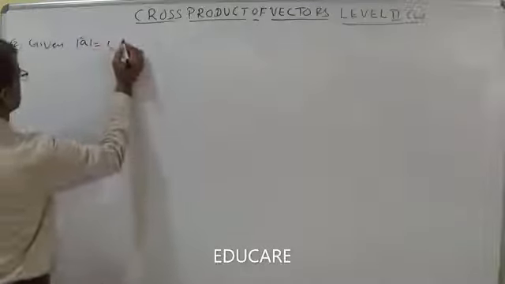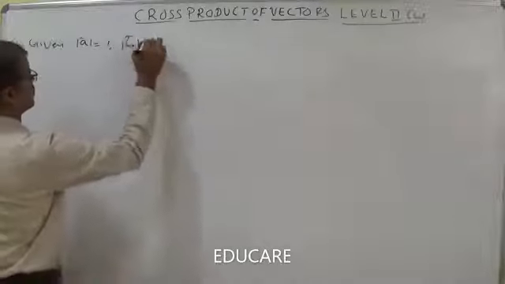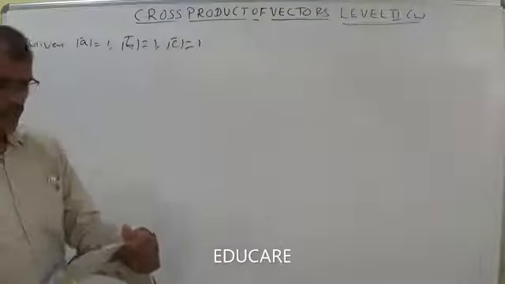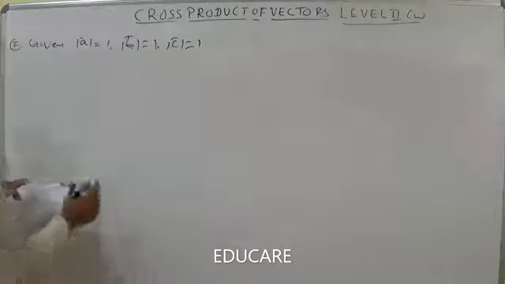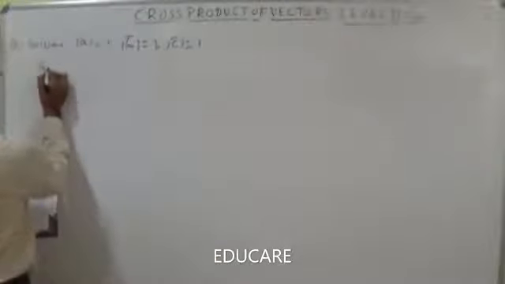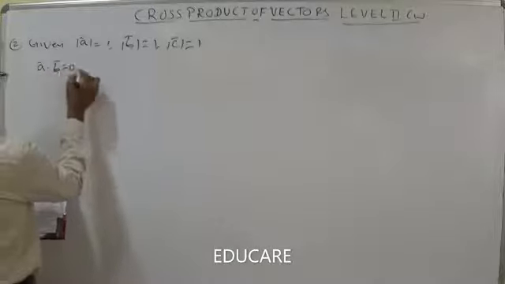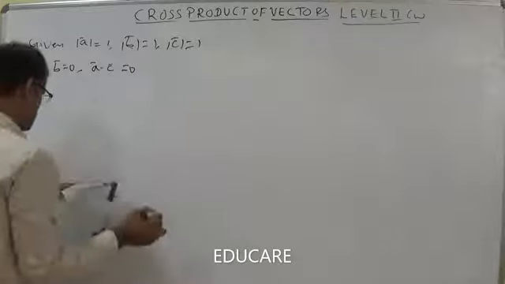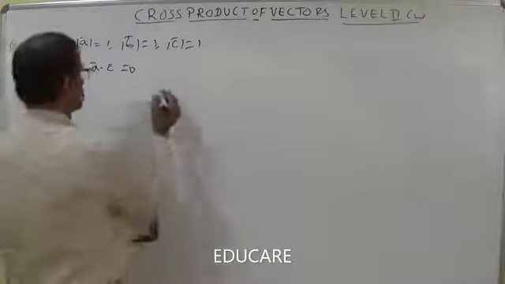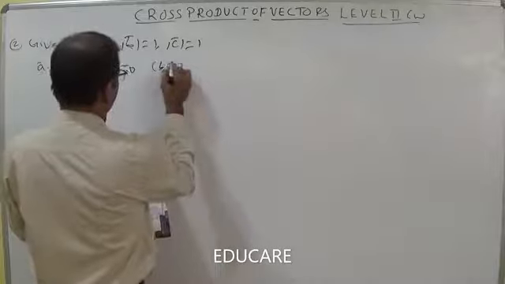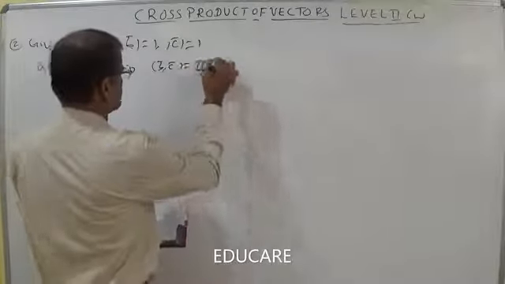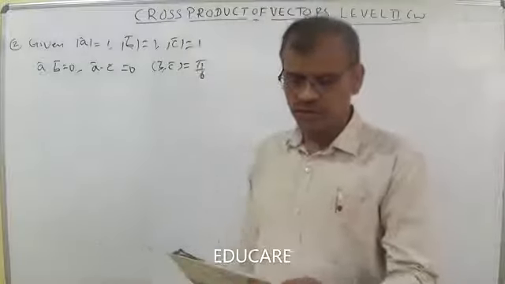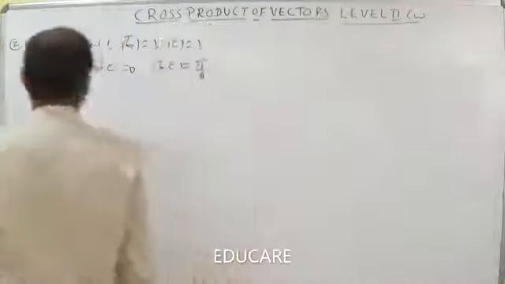Mod A is equal to 1, mod B is equal to 1, mod C is equal to 1. A bar dot B bar equals A bar dot C bar. A bar dot B bar is equal to 0, which is given, and A bar dot C bar is also 0, and the angle between B bar and C bar is pi by 6. A bar equals n into B cross C, which is given.